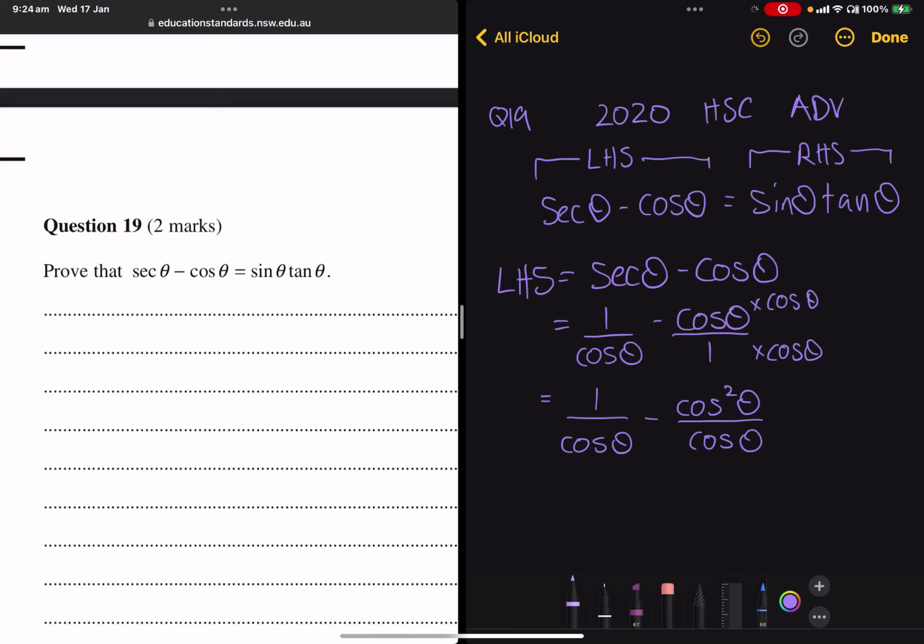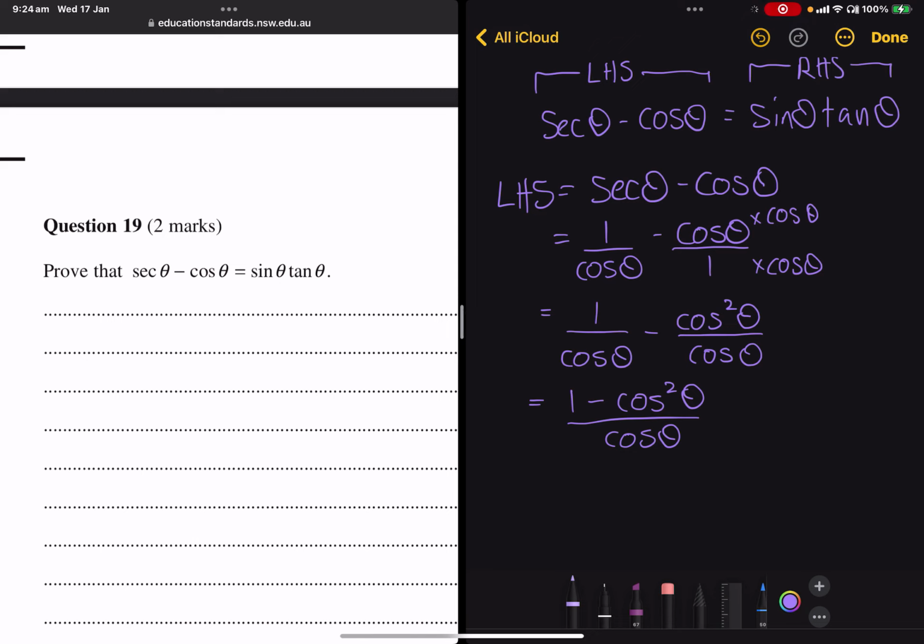Now notice, same denominator. So now we can just add the numerators and leave the common denominator. 1 minus cosine squared theta divided by cosine theta. Now, this doesn't look very good, but this is very close to the answer that we actually want.